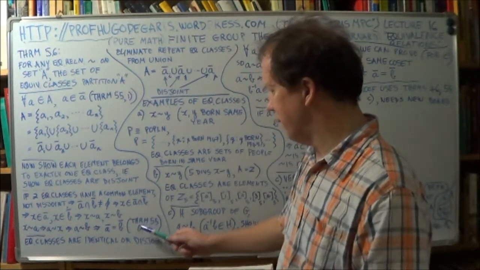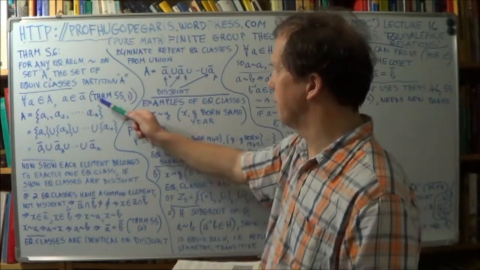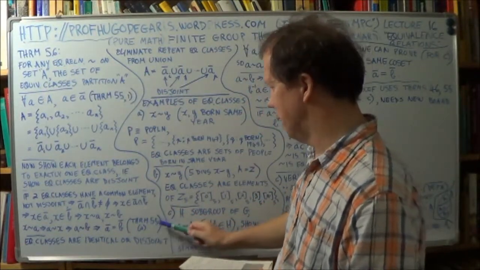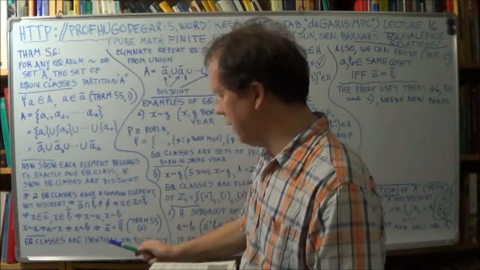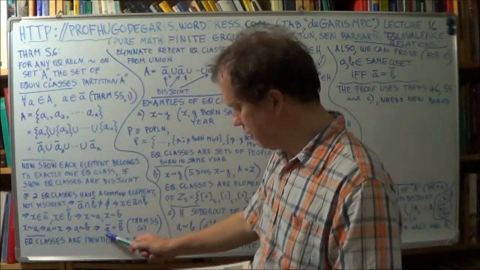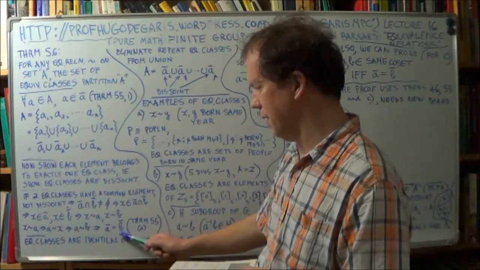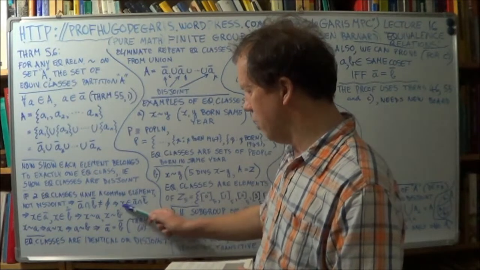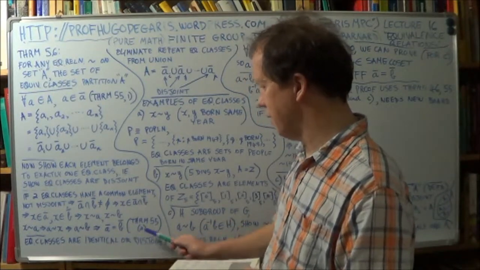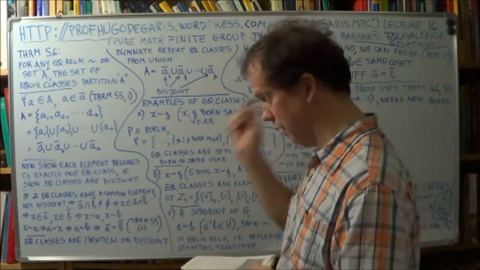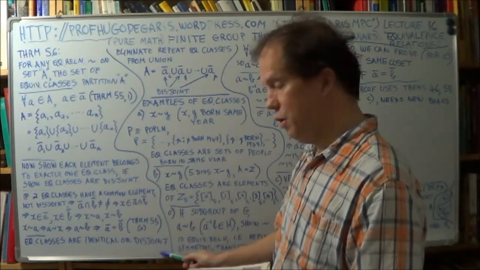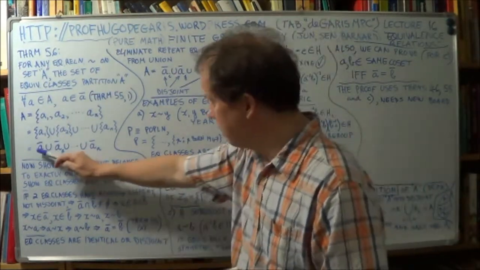Now, from the second part of Theorem 55, that was from the previous session, if A is equivalent to B, then A bar equals B bar. So the equivalence class of A is equal to the equivalence class of B. So if there's a common member, these two equivalence classes are the same. That's from part 2 of Theorem 55. So equivalence classes are identical or disjoint. Identical or disjoint. So go back to here.